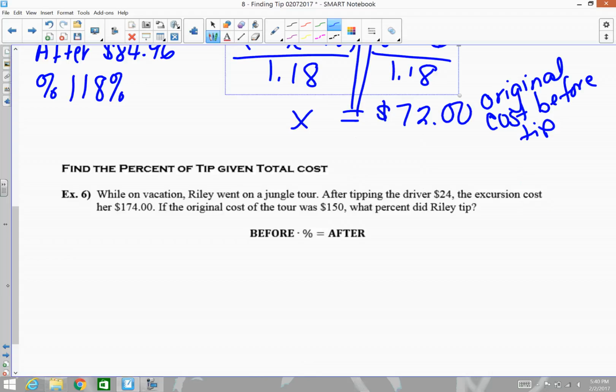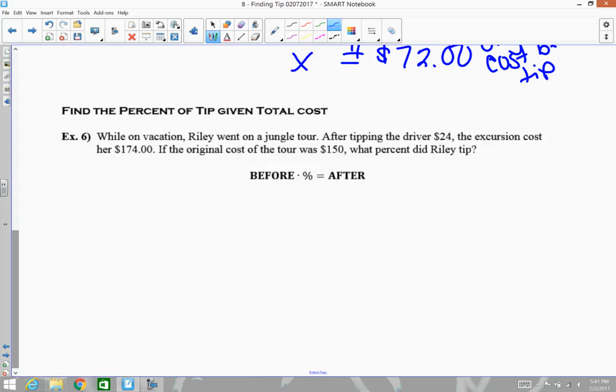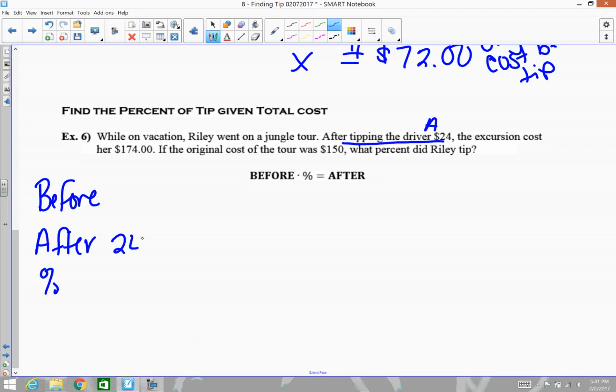Example 6 says, while on vacation, Riley went on a jungle tour. After tipping the driver $24, the excursion cost her $174. If the original cost of the tour was $150, what percent did Riley tip? Okay, so before, after, and percent. Those are the pieces we're looking for. If she tipped the driver $24, that's the after amount. That's what came after the original cost of the tour. And the original cost of the tour was $150.